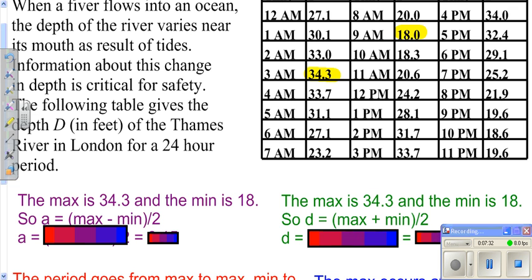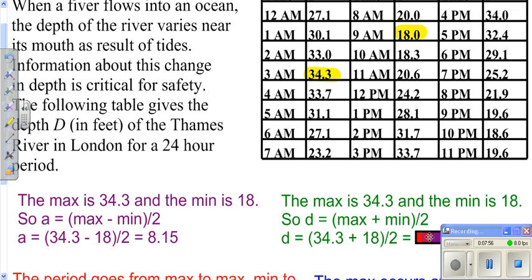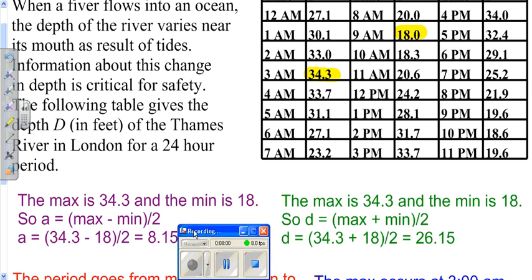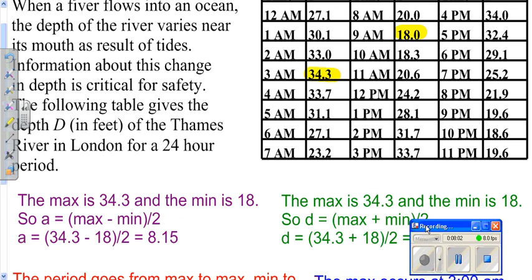Now, we'll go our maximum of 34.3 minus your min of 18 divided by 2, and we get A to be 8.15. Well, since A and D deal with the max and the min, let's go ahead and plug our max and our min into our formula for D, and we get D to be 26.15.